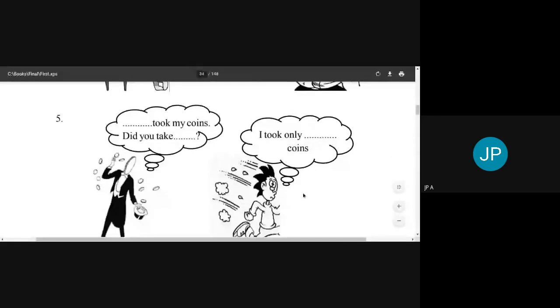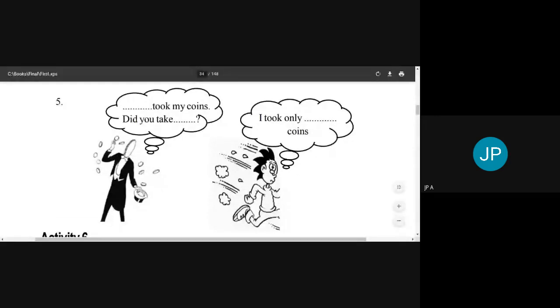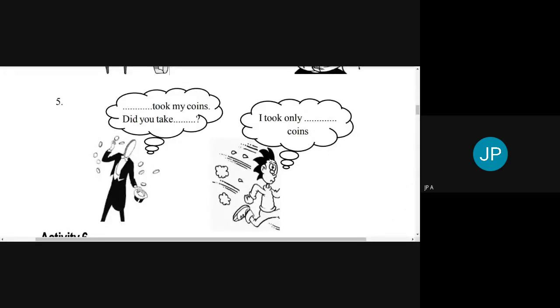So the next one, the last one, is: dash took my coins. Did you take dash? Here also it is an indefinite determiner, because he doesn't know who took the coins. So somebody, very good, Anne Maria, that is a wonderful response from you. Somebody took my coins. Did you take dash? Again, we have to use an indefinite one. Somebody took my coins, or someone took my coins.